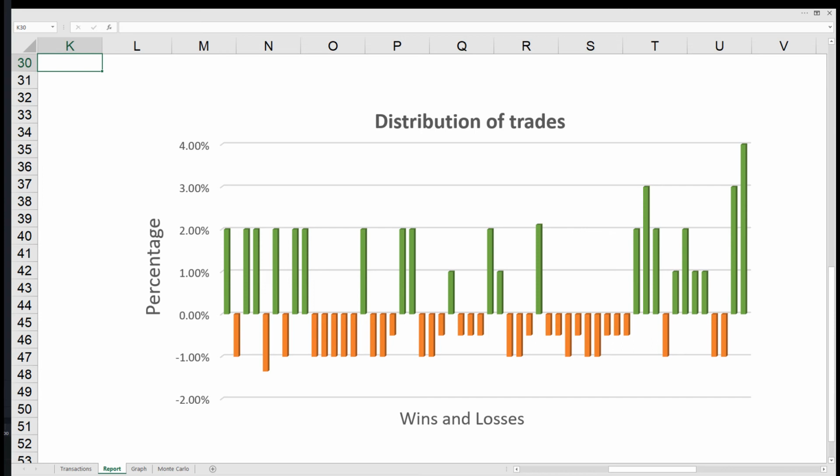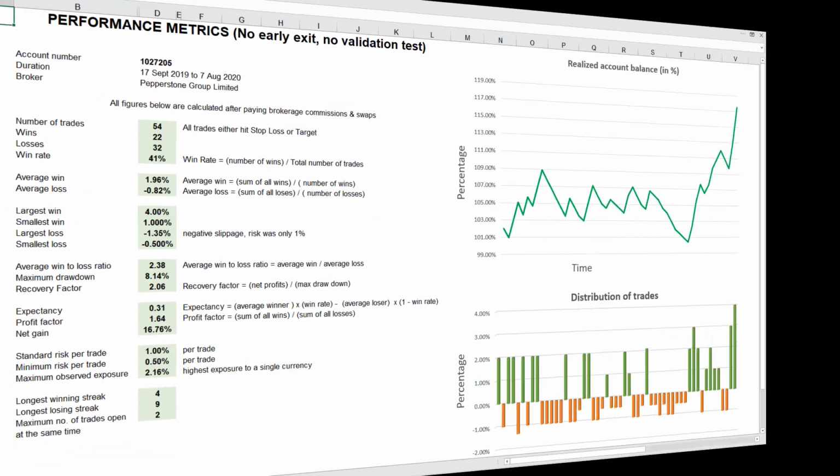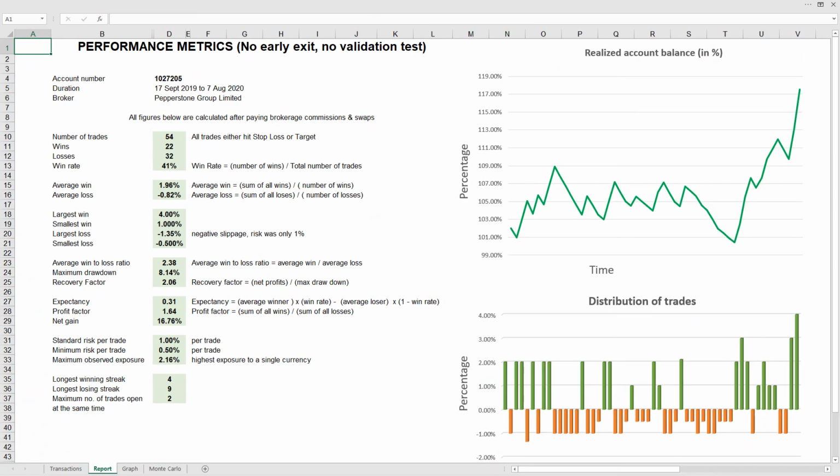If there was no early exit, no validation test, then all trades would either hit stop loss or target. Position sizing is still in play, which is why some losses are at 0.5% and also why some winners are at 1%. It is very clear that cutting losses early improves my performance when compared to a set and forget approach. I would still be profitable overall with 16.76%, but the journey would have been very mentally challenging.